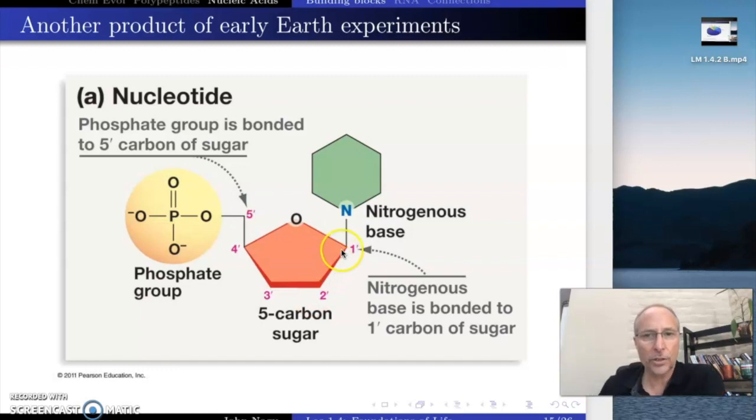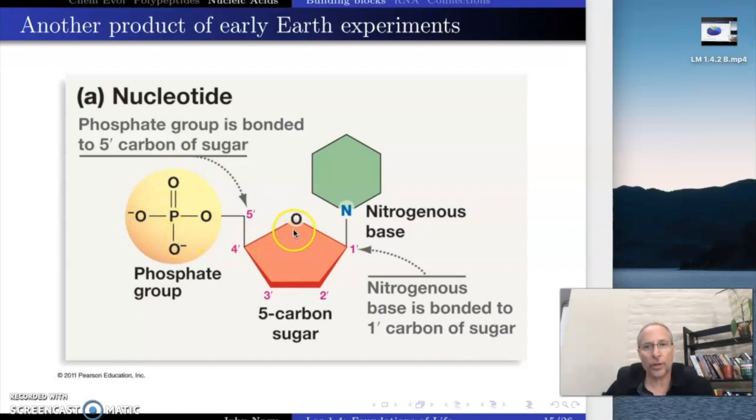Now attached to this sugar, coming off of this side of the oxygen, is a nitrogenous base, and it's nitrogenous because it has nitrogen in it. And on the other side, there's this. Now this is a carbon here, and it's the 5th carbon that's in the sugar. And coming off of that carbon is this group right here. If you look at this carefully, you might recognize that this is phosphoric acid, except it's not. It's missing the hydrogens already. So this is the conjugate base of phosphoric acid, and it's called phosphate, PO4.